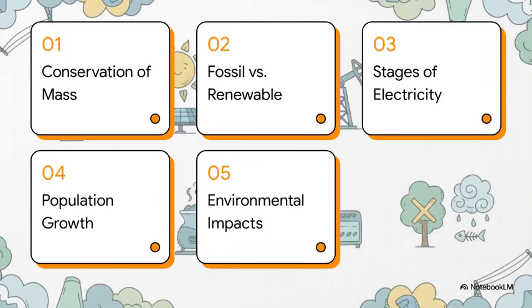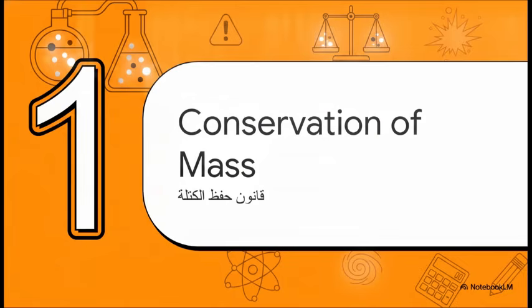Here's our quick agenda for this session. First up, conservation of mass. Second, we're comparing fossil and renewable energy. Third, the 5 stages of electricity. Fourth, human population growth. And finally, we'll wrap up with environmental impacts. All right, Section 1, conservation of mass, or in Arabic, Kanun Hifd al-Kutla.